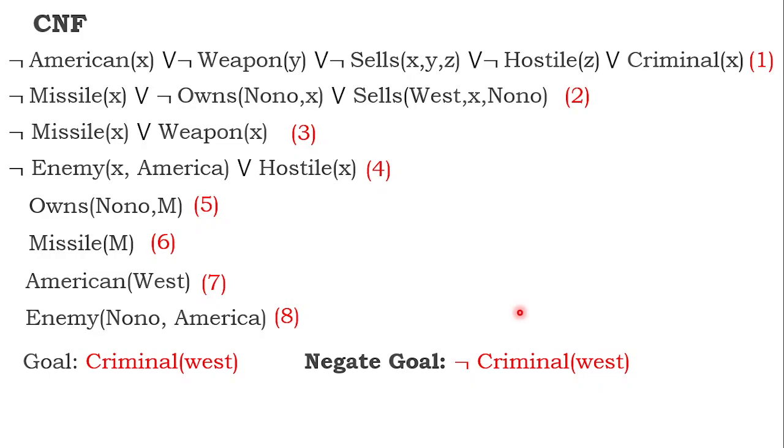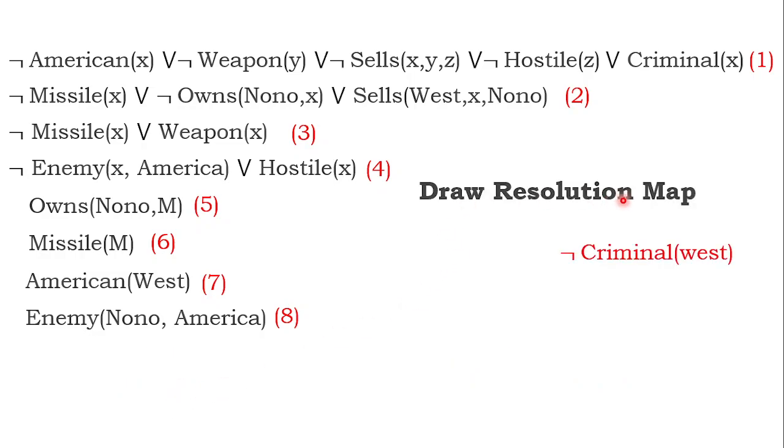That is the fourth step. If you get a null statement, this statement is wrong, this is correct. Okay. Let us draw the resolution map. I started from the negation, that is, not a criminal West. Try to find any similar sentences here. Okay, it is here. Criminal X, criminal West, not.